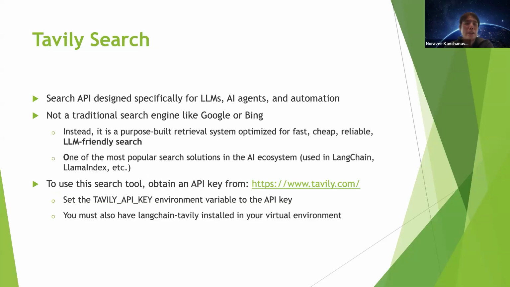The last one is Tavily Search. It's a search that's designed specifically for LLMs and AI agents. So it's not a traditional search like Google or Bing. It's basically built for fast, cheap, and reliable LLM-friendly search. It's one of the most popular search solutions for AI systems. It's used in LangChain and Llama Index. To use this one, you need to get an API key from Tavily.com and then set it as the Tavily API key environment variable. You also need to install the LangChain Tavily in your virtual environment.